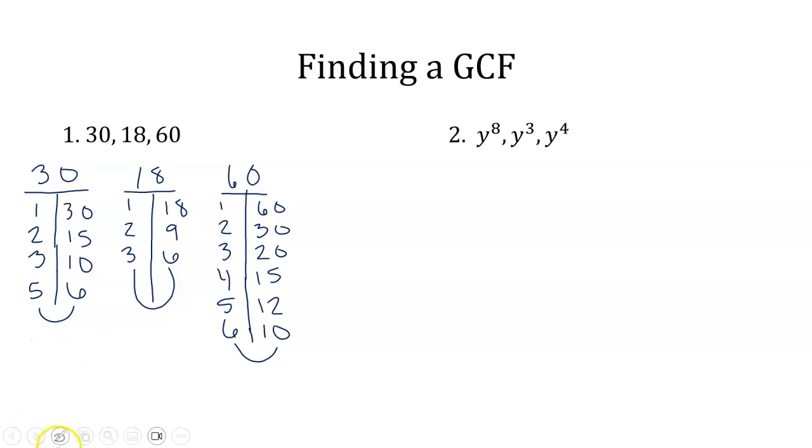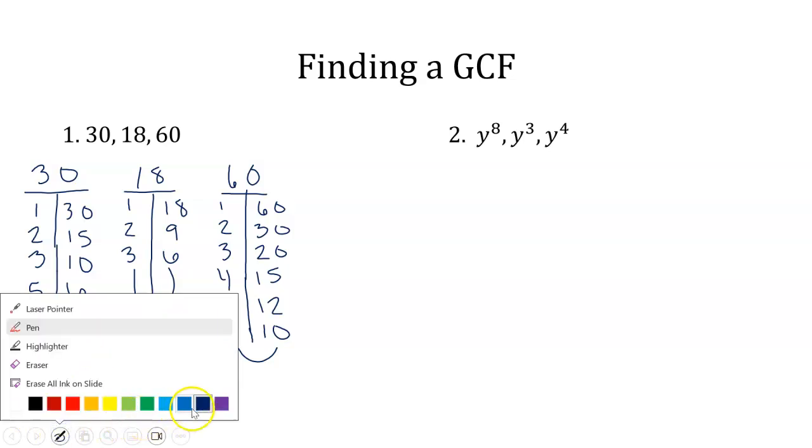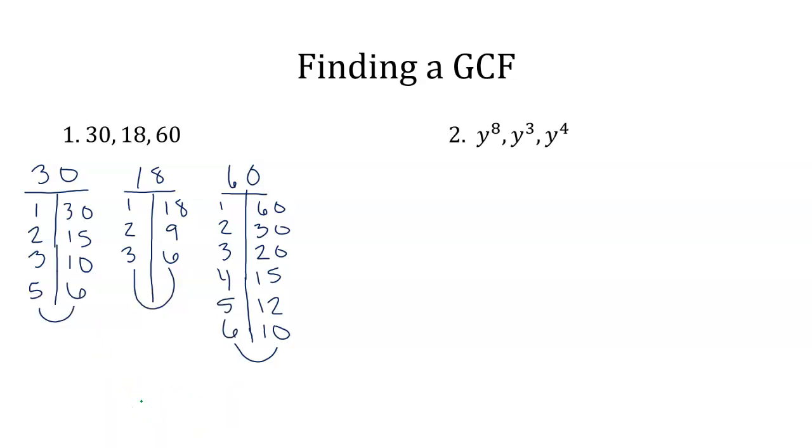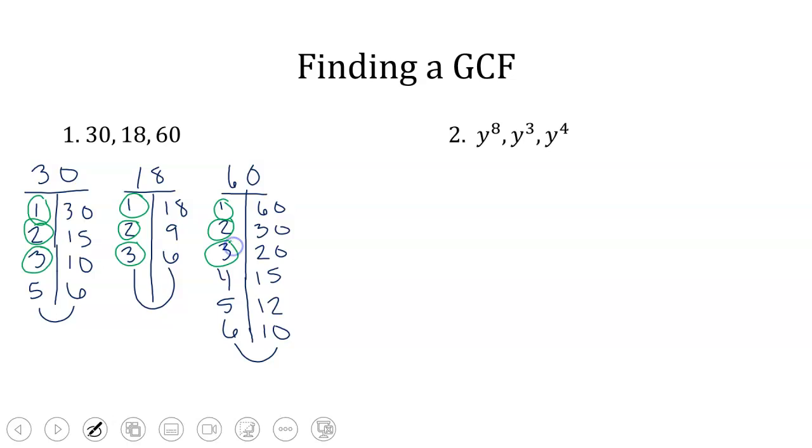So then I go through and I circle all of the common factors. They all have 1. Do they all have 2? Yes. Do they all have 3? Yes. Do they all have 5? No. Do they all have 6? Yes. Do they all have 10? No. Do they all have 15? And then do they all have 30?